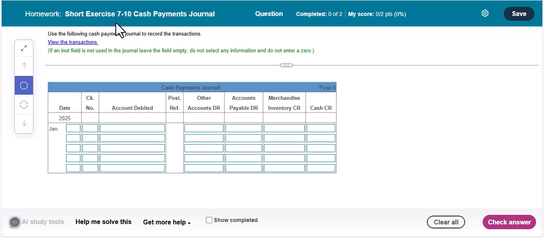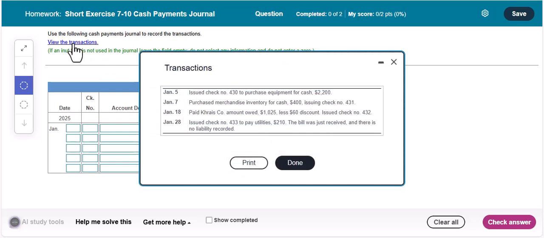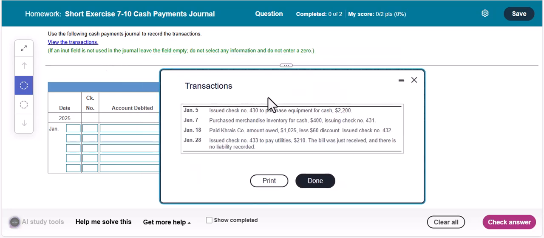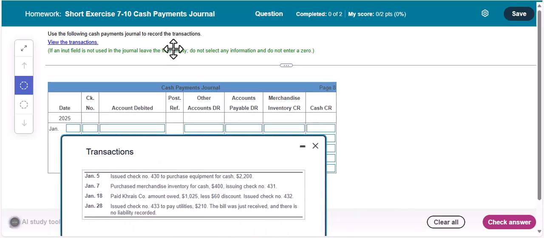Short exercise 7-10, cash payments journal. Now remember, the only transactions that go in the cash payments journal are when we are paying cash. And because cash would be going down in every transaction, they dedicated a column to cash decreasing, this cash credit column. So as it's being credited, cash is going down. So our goal here is to enter these transactions into the cash payments journal.